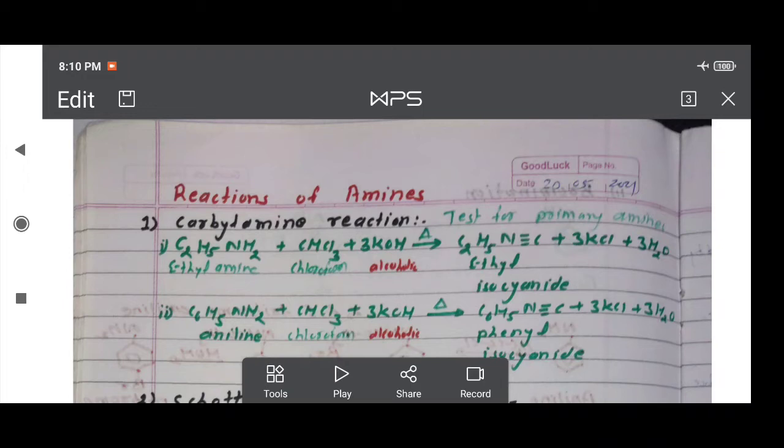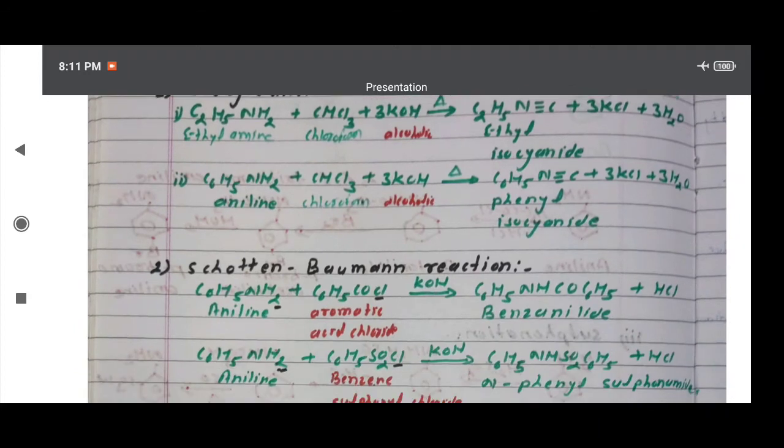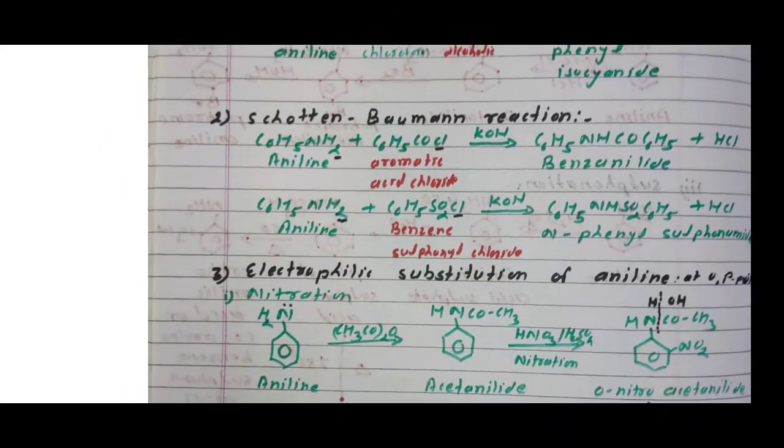There are four reactions of amines. The name of the first reaction is the carbylamine reaction. The second is the Schotten-Baumann reaction. The third is the electrophilic substitution of aniline. In this electrophilic substitution of aniline, there are again three electrophilic substitution reactions: first is nitration, second is sulfonation, and third is halogenation. Then we will study them here one by one.